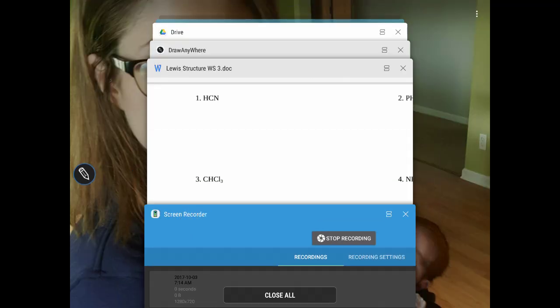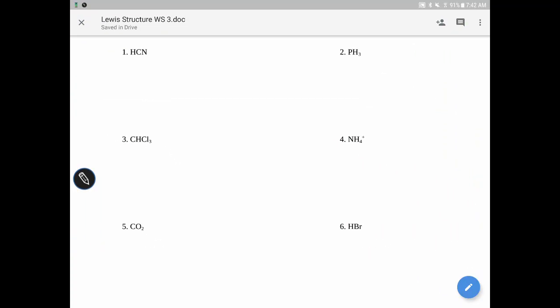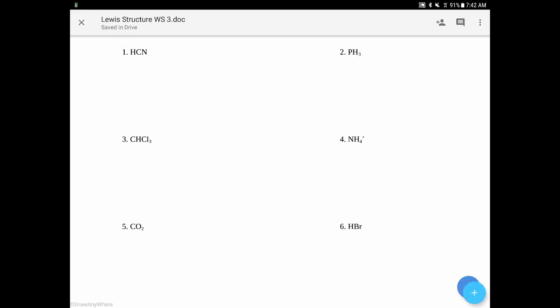All right, so we are going to do some Lewis structures. So the first one we're going to do is this one right here, this PH3. First thing we have to do is check and see how many valence electrons each element has. So P is in the fifth column.